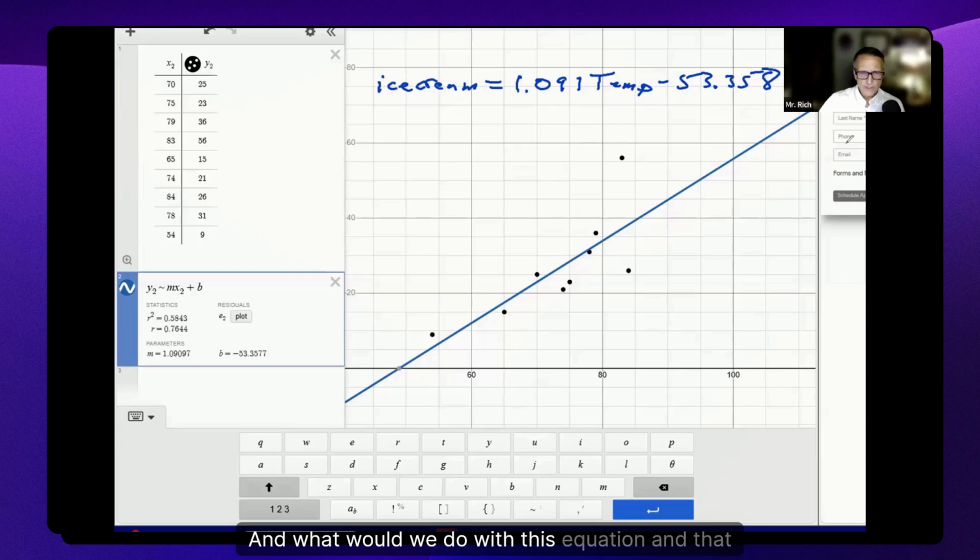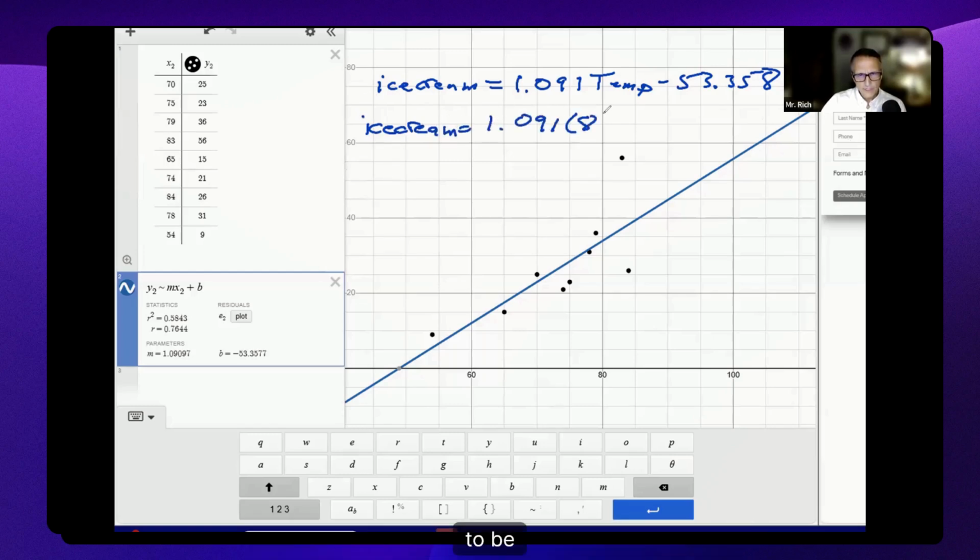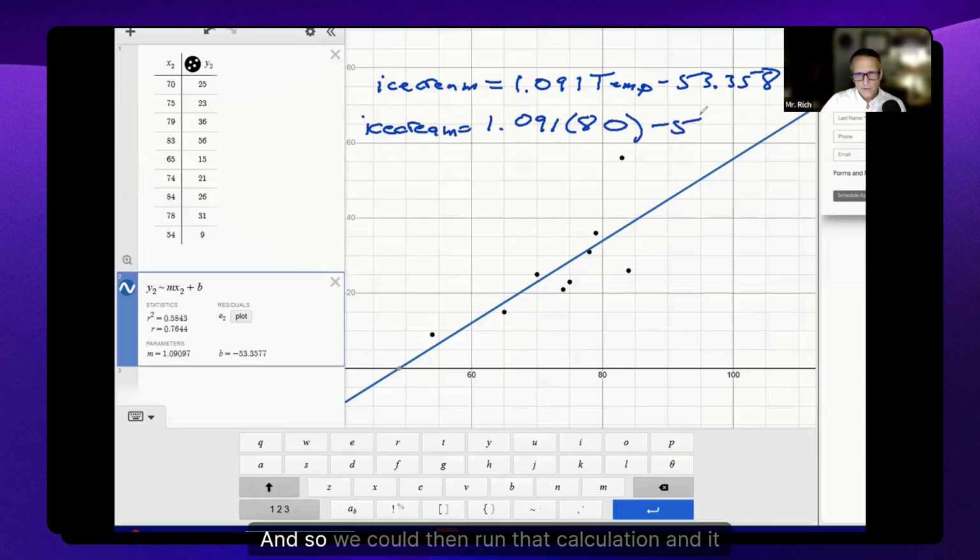And what would we do with this equation and that blue line? Well, it is what we could use to make predictions for the number of ice cream cones that we would sell if we know the temperature for that day. So if you say, well, I think the temperature is going to be 82 degrees outside, I could estimate or predict the number of ice cream cones by putting in the temperature. We'll say it's going to be exactly 80 degrees outside. And so we could then run that calculation and it would tell me my prediction for the number of ice cream cones.